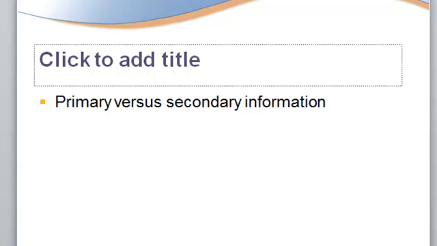Also, you can have primary versus secondary information or data that you gather. Primary comes from what the client says or what you have observed. Secondary data are obtained secondhand, usually from the medical record or from another caregiver, such as the husband or the wife.